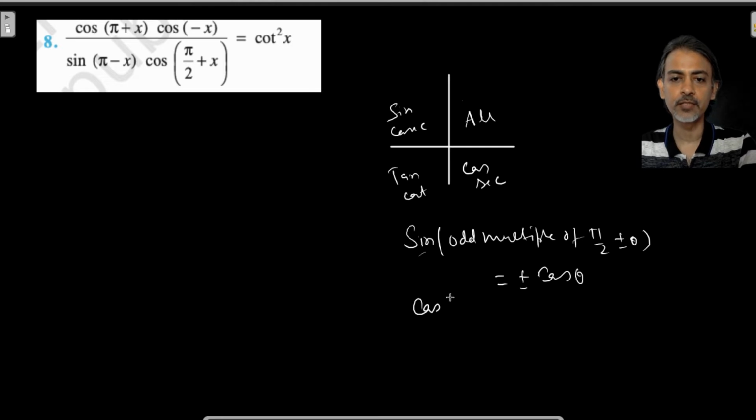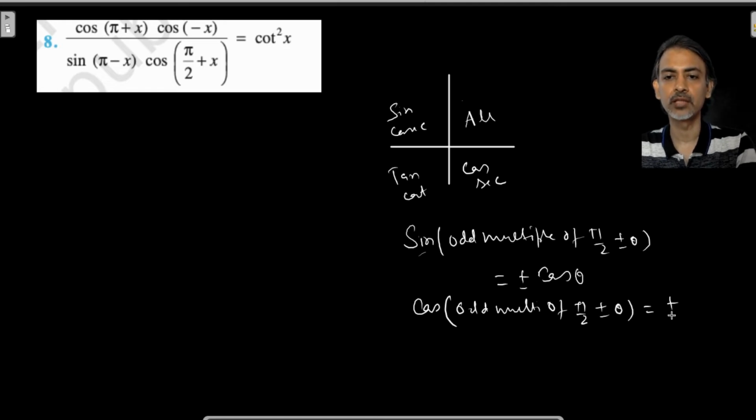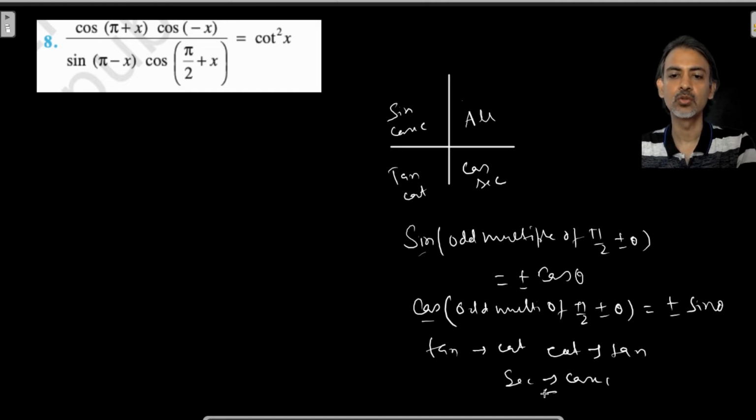Same is the case with cos: odd multiple of pi by 2 plus or minus theta will become plus or minus of sine theta depending on the sign, and then we have to look at which quadrant it is going to lie in, but cos will change to sine. Same thing, tan will change to cot, and cot will change to tan, sec will change to cosec, and cosec will change to sec. So this is if an odd multiple of pi by 2 is there.